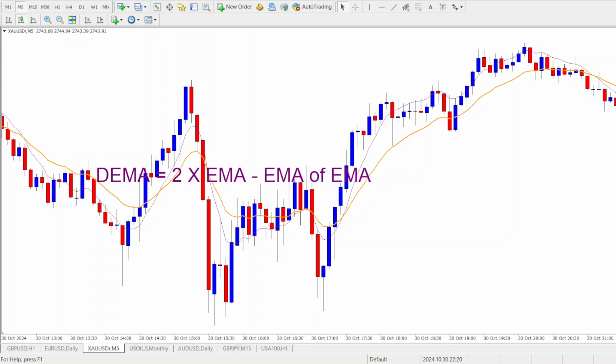The double exponential moving average is a great indicator for traders who need a faster response without losing the accuracy of a moving average. Okay, just know that the signal remains the same as with the regular moving average. When the price is above the DEMA, it's a buy signal. When the price is below the DEMA, it's a sell signal. Okay, and then you set your stop loss at appropriate points.